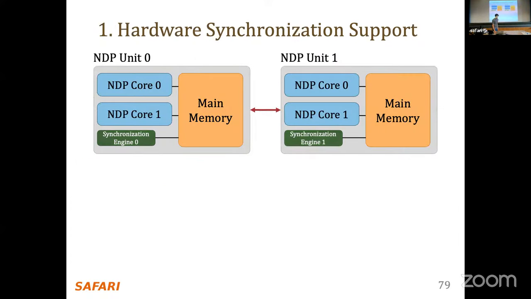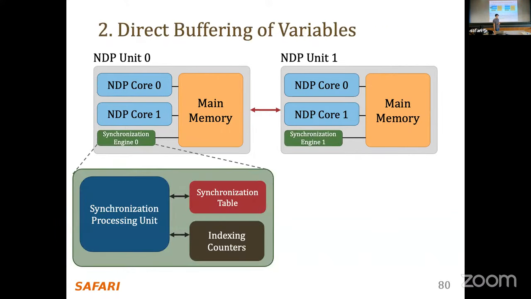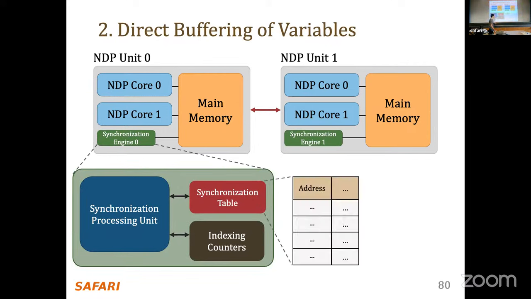Okay, so what Synchron proposes is that in each NDP unit, which could be one 3D stack or cube of 3D stack memory, we have one synchronization engine that is in charge of receiving synchronization requests from the different NDP cores or from the threads running in those NDP cores. In the synchronization engine, we have a processing unit to take care of the synchronization requests, a table for the requests coming from the different cores, and some counters to do indexing.